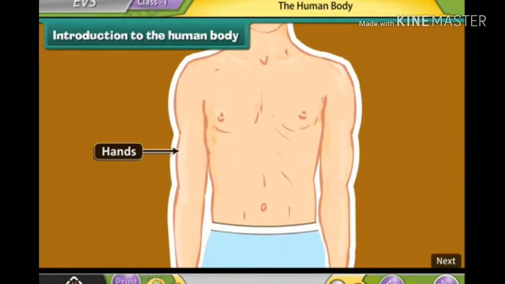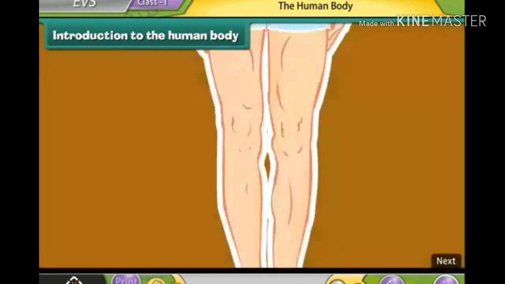Then we come to the hands that help us to hold things. Another body part is the stomach. It is a kind of bag where all the food that we eat gets stored for digestion. And finally, our legs that help us to stand straight, walk, run and play.